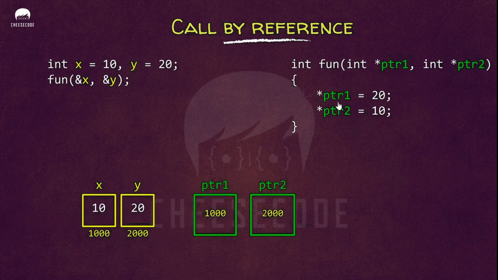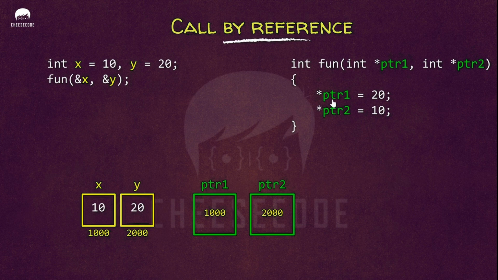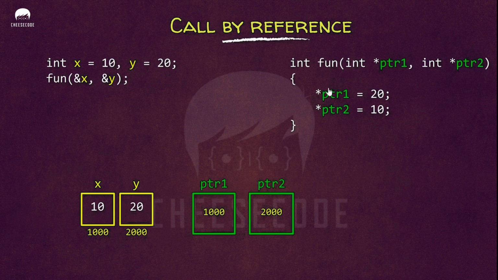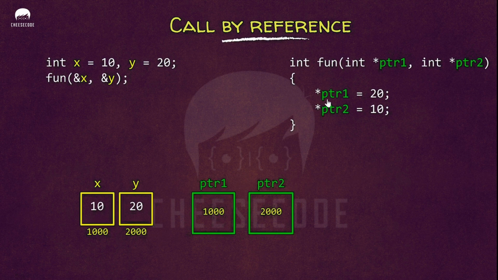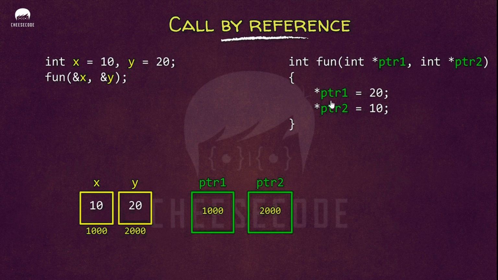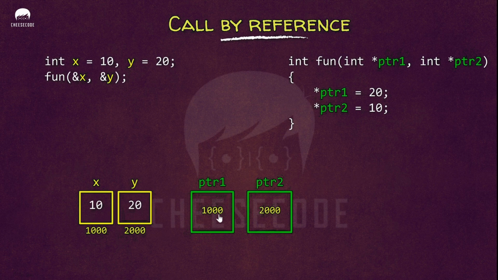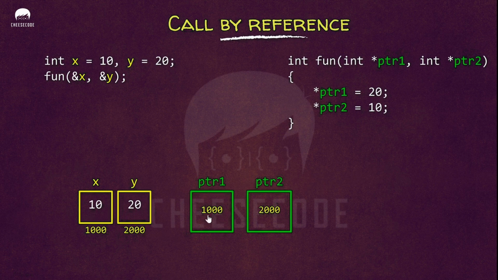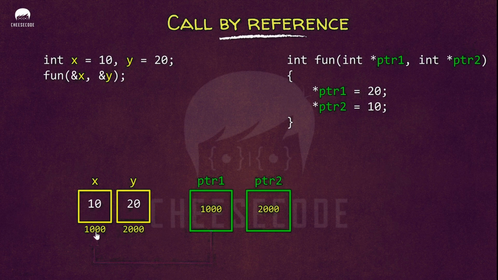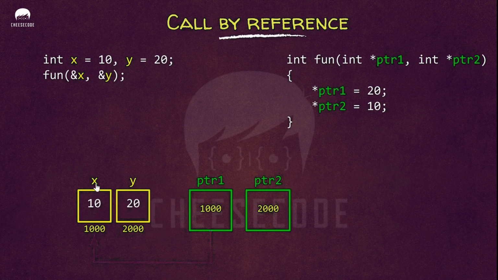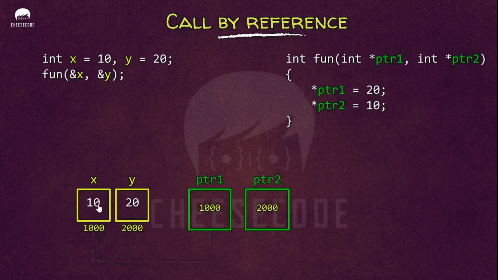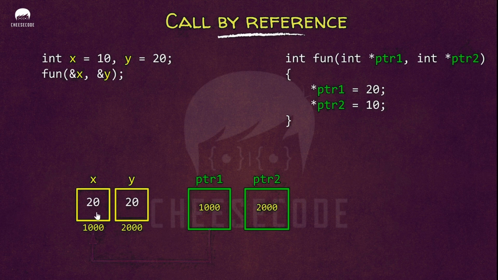So what does it really mean? When we simply write ptr1, we are accessing the content of ptr1, which is 1000. Therefore ptr1 will get replaced by 1000. Now when we write star in front of 1000, that means we are trying to access the content of this particular address 1000. This means we are mapping 1000, and this simply means we are trying to access the content of variable x, which is 10. Now here I'm assigning 20. That means we are changing this value to 20.